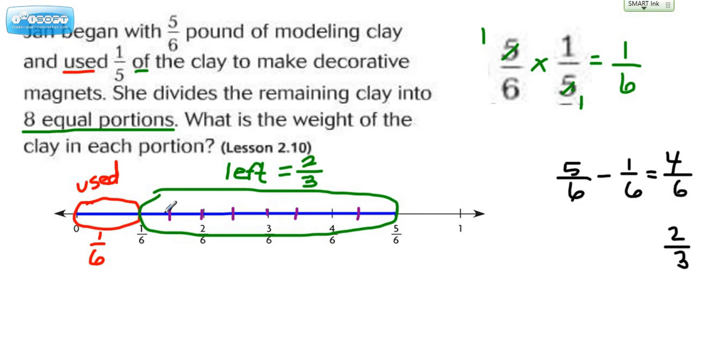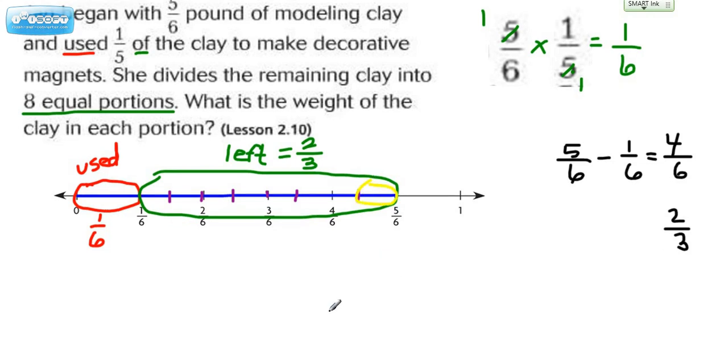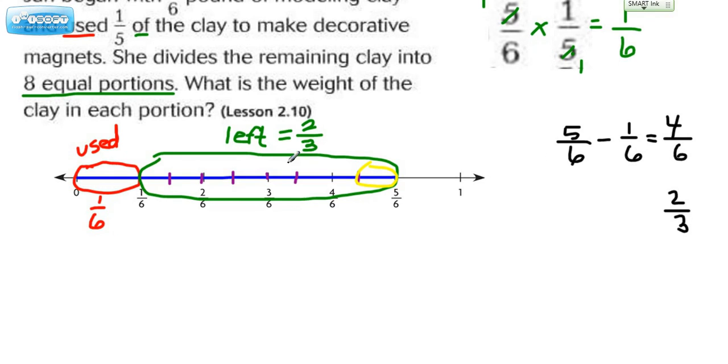All right, so see, here's 1, 2, 3, 4, 5, 6, 7, 8 sections. So the question is, what's the value of one of these sections? Now, if we have to do the algorithm for that, we're basically taking 2/3, which is what we have, and we're dividing it by 8. And you may recall, keep, change, flip.